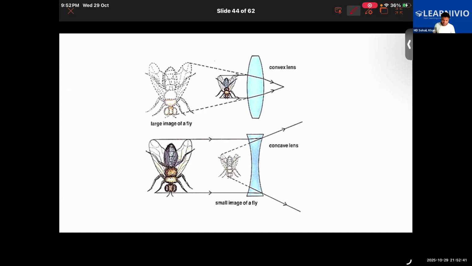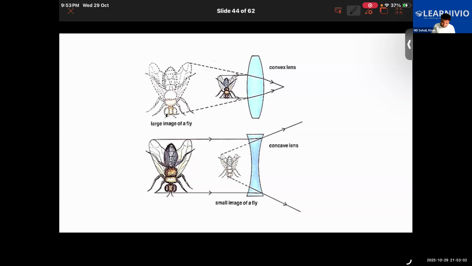Talking about the convex lens, you can see that the image formed by the convex lens is bigger in size. Understanding it, guys? The image formed by it is bigger in size. So it forms a magnified view of the image.